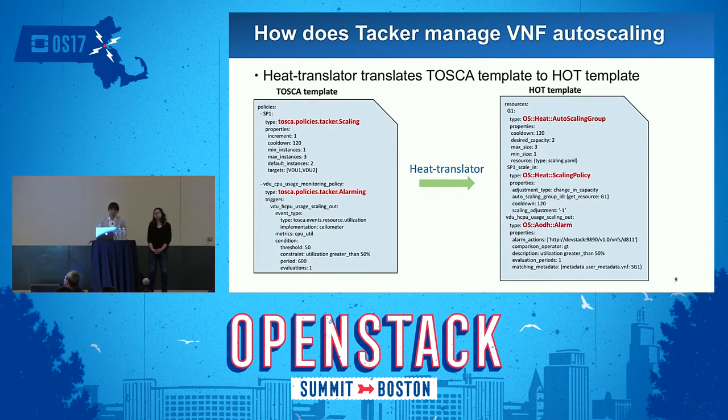Okay, let's see how Tacker translates the Tosca template to a HOT template. This is a sample of a Tosca template, and these only contain the policy part. We can see there are two types of policies: the Tacker scaling and the Tacker alarming. These two kinds of policies are derived from Tosca policies, so the policy can be parsed by the Tosca parser. By translating these two kinds of policies, we can get the heat auto scaling group resource, the heat scaling policy resource, and also the alarm resource. All these resources help to manage the VNF auto scaling.